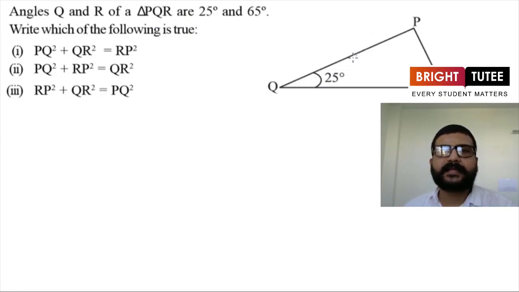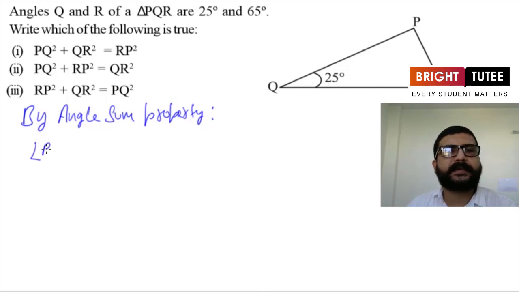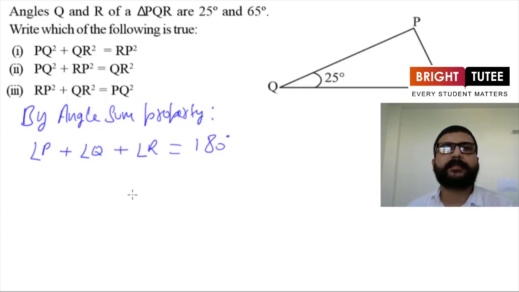Now let's do one thing. Two of the angles are given. Let's try to find the third angle first. Let's try to find it using angle sum property. So we can write by angle sum property, angle P plus angle Q plus angle R is equal to 180 degrees, because angle sum property states sum of all the three angles of a triangle will be 180 degrees.